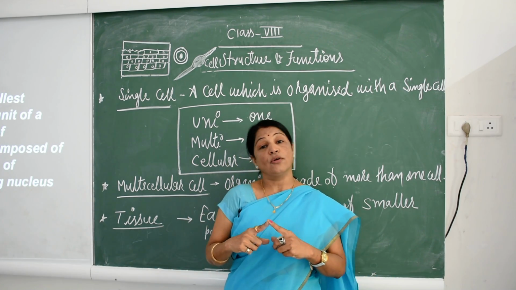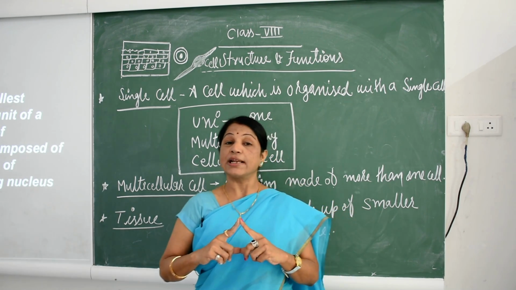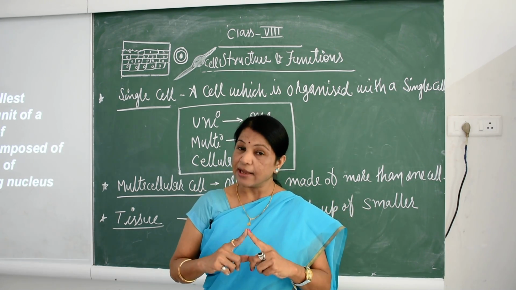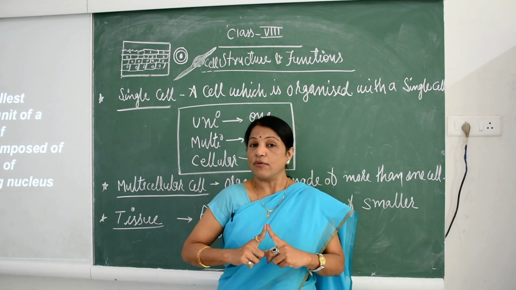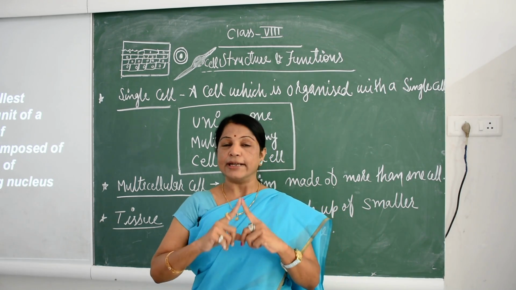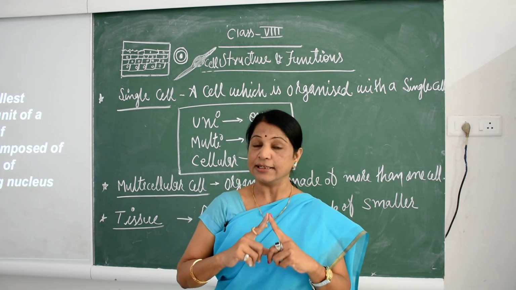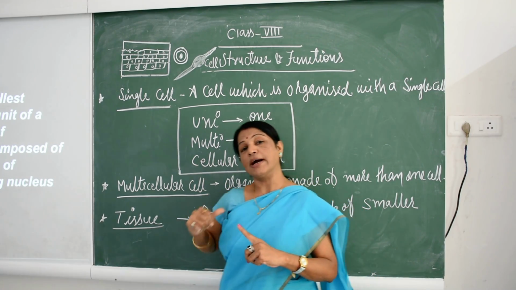Children, do you know a very nice thing: we have the nerve cell, and that nerve cell is the biggest cell, and the sperm is the smallest cell of our body. And the world's largest cell is what? It is the ostrich cell. That is the world's largest cell. So now we move ahead.